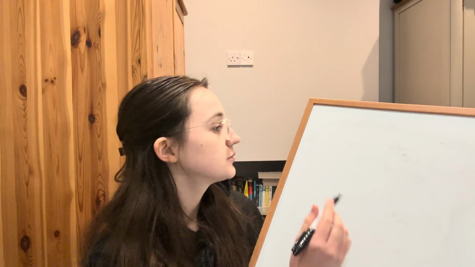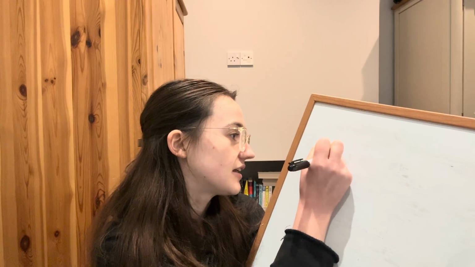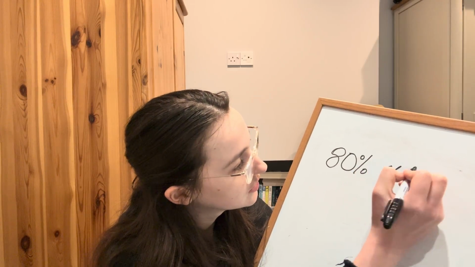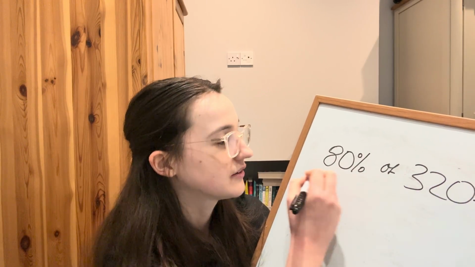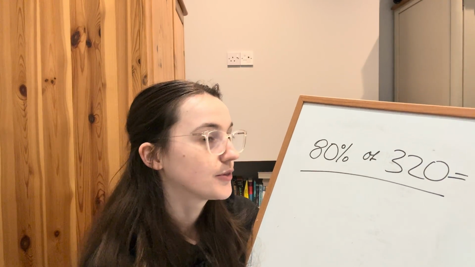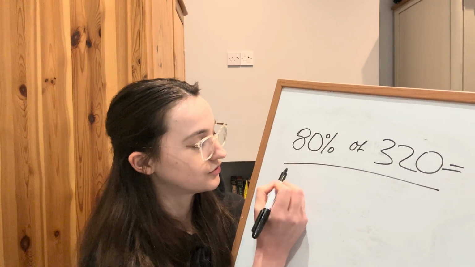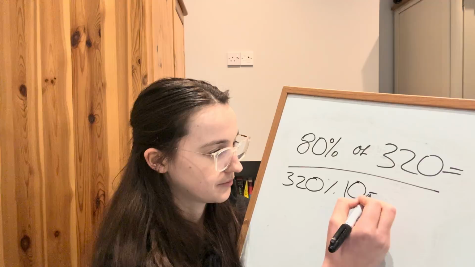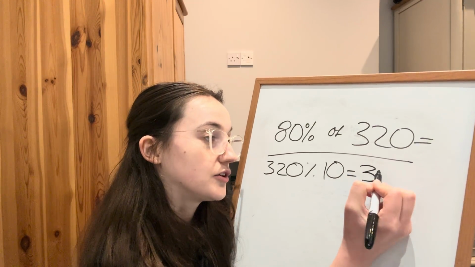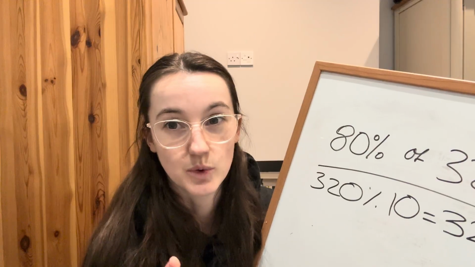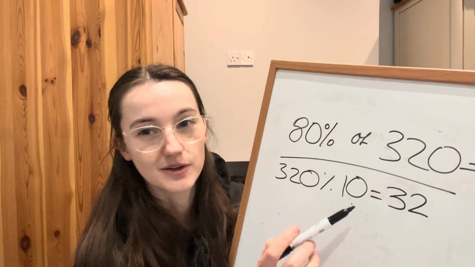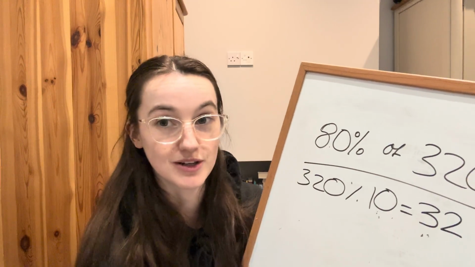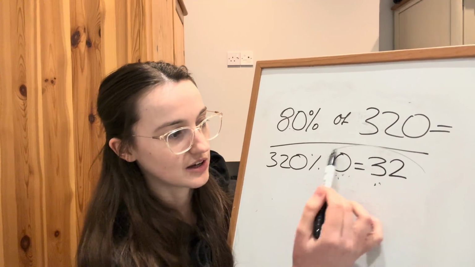Alright. The next one is 80% of 320. Okay, this one is quite complex. Alright, so what I would do is divide 320 divided by 10, okay, which would give me 32. 10% is always easier to work out. So if it's 10% and you want 20%, times it by 2. Same for this, if you want 80%, you just times this by 8.